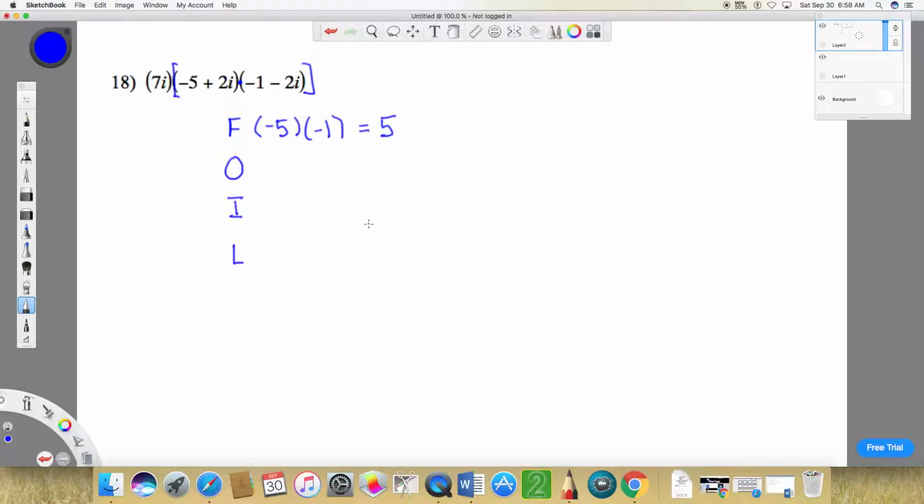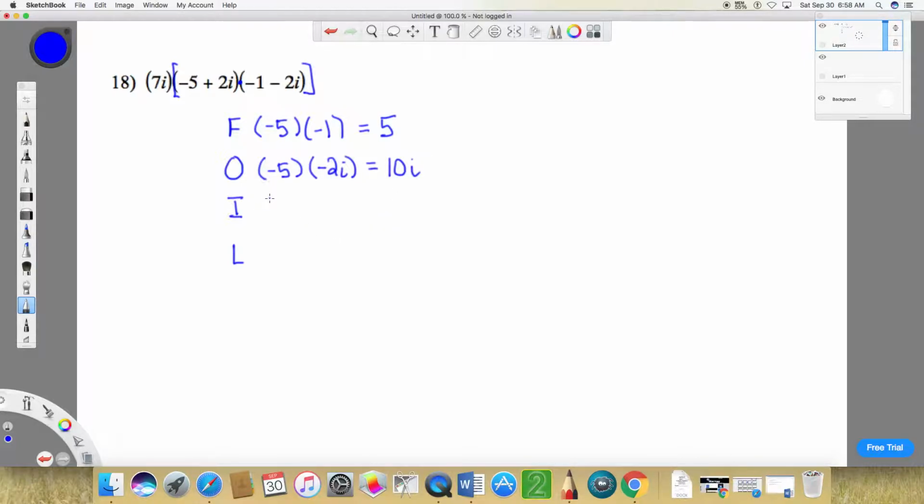Now, outside, I think of that as far away from the middle. So this -5 is one of the terms that's on the outside, and so is this -2i. And a negative times a negative is positive. 5 times 2 is 10. And don't forget to multiply it by i.